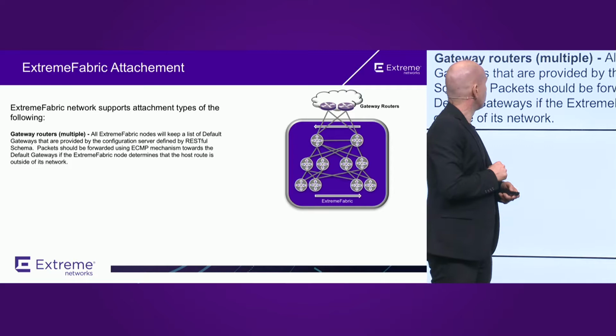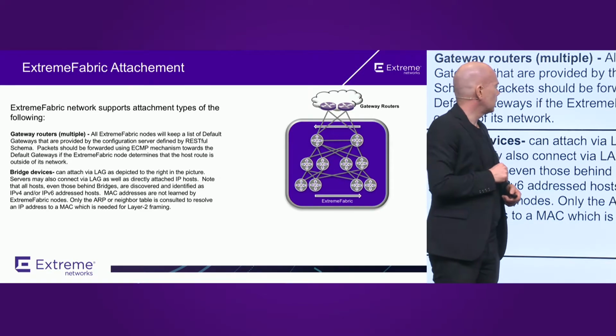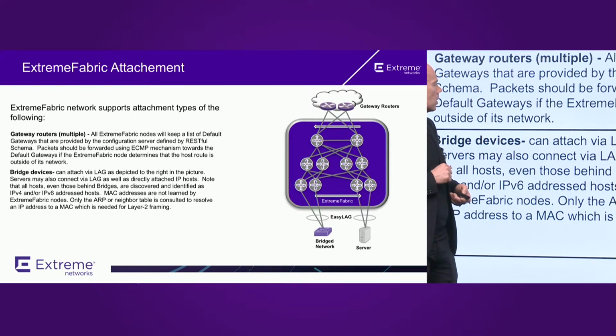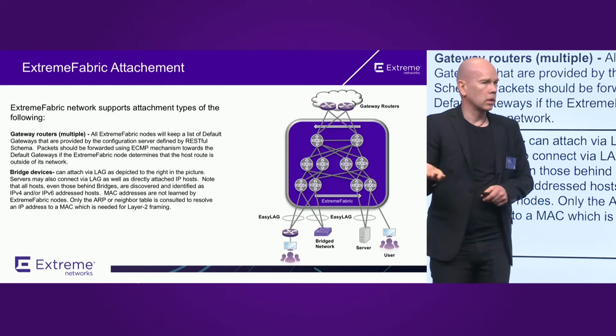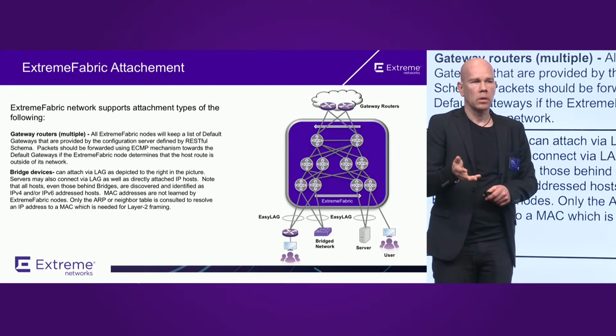So, the attachment. Now, what this basically shows you is what you can connect into the fabric. So I think I kind of went through this. You can have a user connecting in. You can have a server connecting with LAG. You can have a bridge network connecting with LAG. You can have a router connected with LAG.